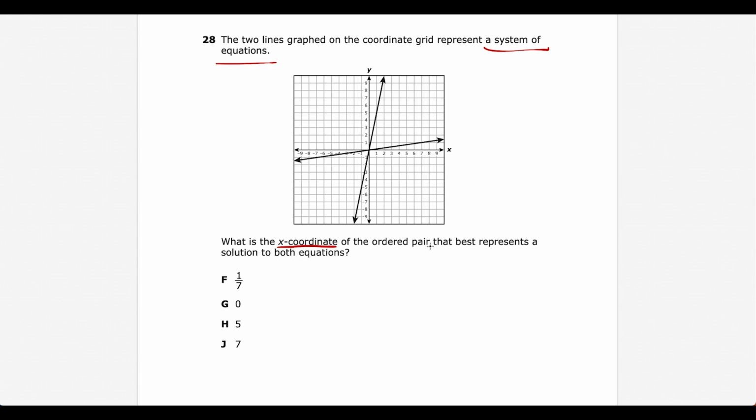So what is the x-coordinate of the ordered pair that best represents a solution to both equations? Just know that a solution to both equations is the point of intersection. So we look here, the point of intersection looks like it's at x equals 0, y equals 0. So what is the x-coordinate? X equals 0, choice G.